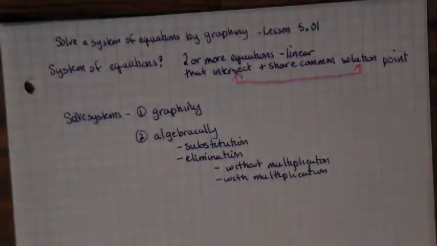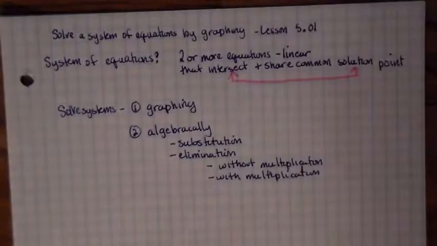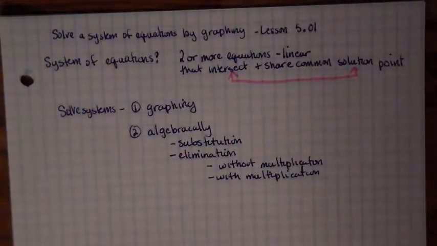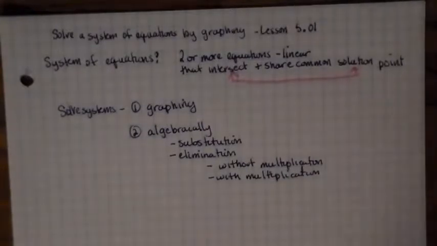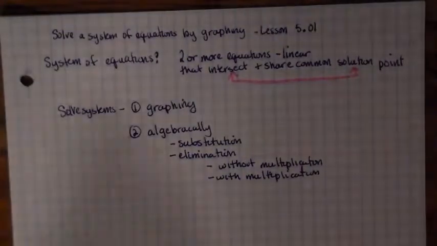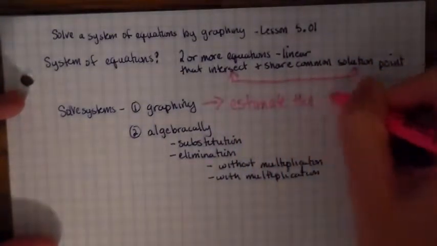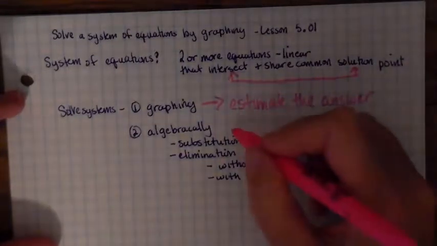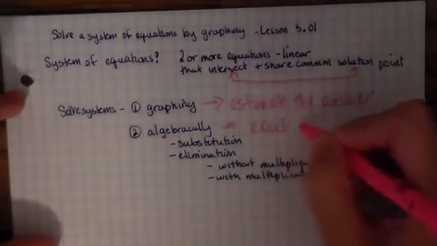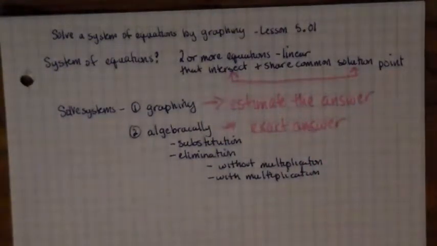Now, solving a system of equations using graphing doesn't always give us an absolutely exact answer, because when we're graphing, the intersection may not be integers. And if the intersection is not an integer coordinate, on the graph it won't line up exactly perfectly. So graphing is good when you only need to estimate the answer. Solving algebraically is good when you need an exact answer. Now, that's not to say that graphing won't give us an exact answer, it just won't always give us an exact answer.